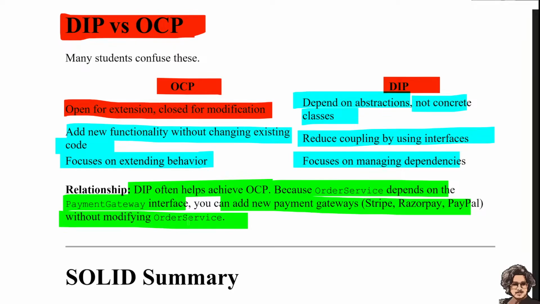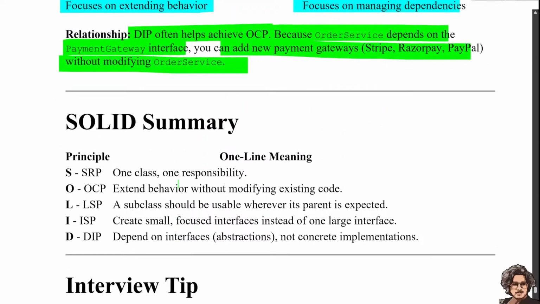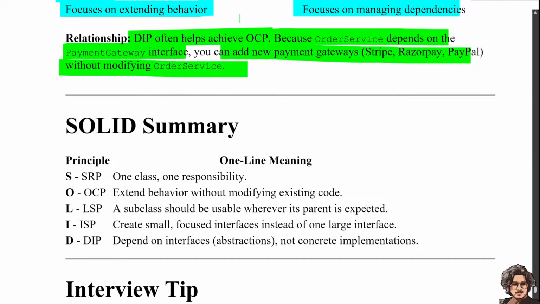the order service. So we have studied all the SOLID principles, and now let us see a one-liner summary for each one. S stands for the single responsibility principle: one class, one responsibility. O stands for the OCP: extend behavior without modifying the existing code. L is the Liskov substitution principle: a subclass should be usable whenever its parent is expected. Like, I am expecting that this class gives me this result, so it will.